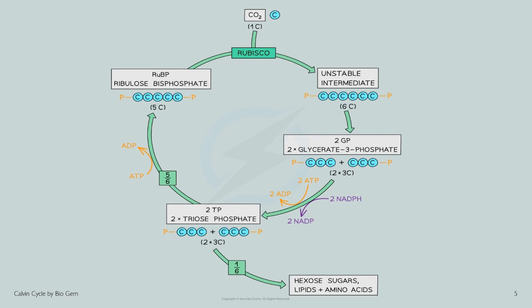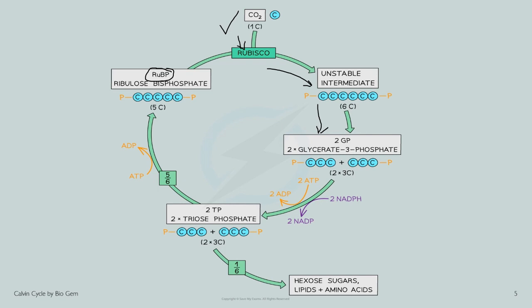Now see, carbon dioxide here combines with ribulose bisphosphate in the presence of the enzyme Rubisco to form an unstable intermediate, this one. This is a 6 carbon compound and it's really unstable, so it breaks down immediately into glycerate 3 phosphate. When it breaks down into 2 molecules of glycerate 3 phosphate, 2 molecules of NADPH are used.